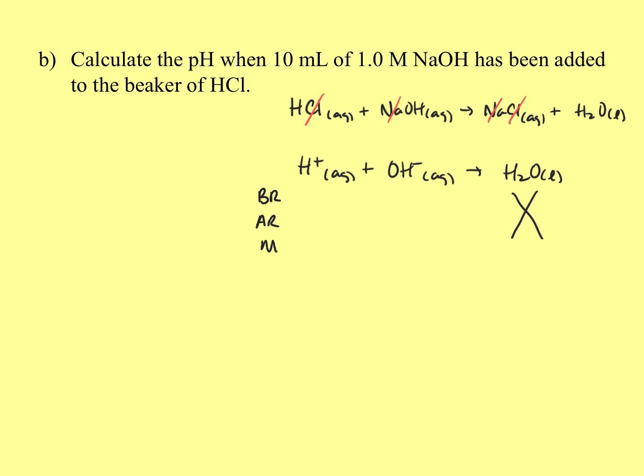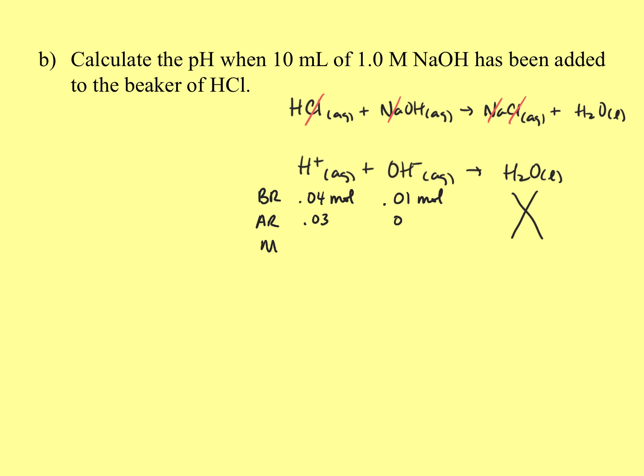That's going to be 0.01 liters times 1. So this is going to be 0.01 mole of the OH minus. And earlier, we had 40 milliliters of 1 molar hydrochloric acid. So that's going to be 0.04 mole. Now, after the reaction, because OH minus is limiting, you have 0 moles of this. You're going to have 0.03 moles of this.